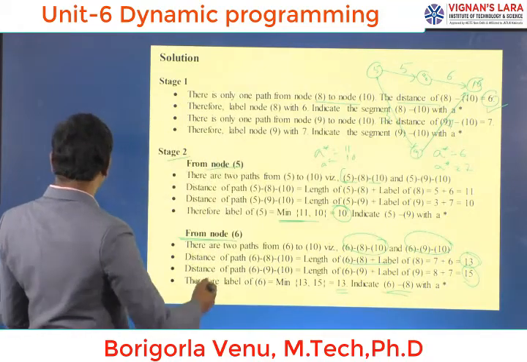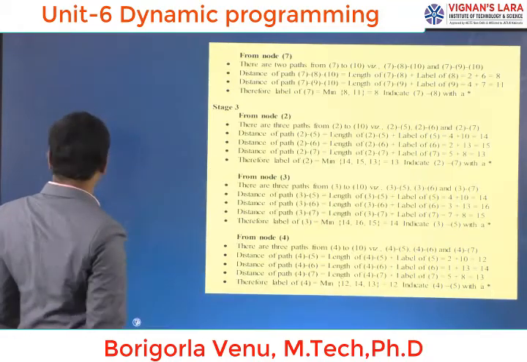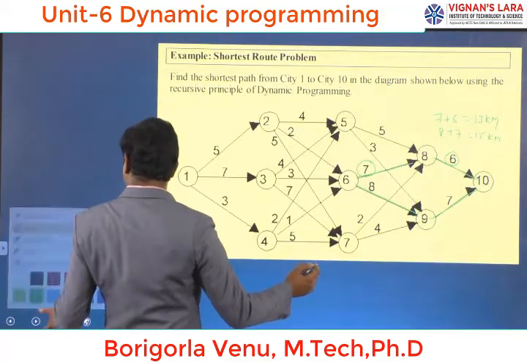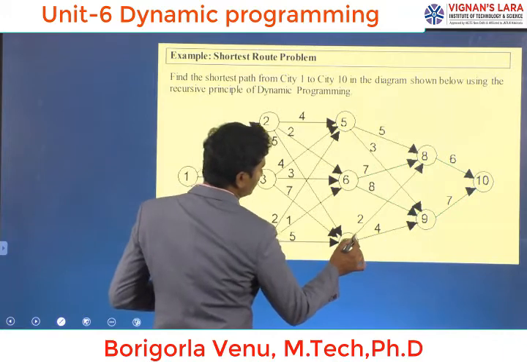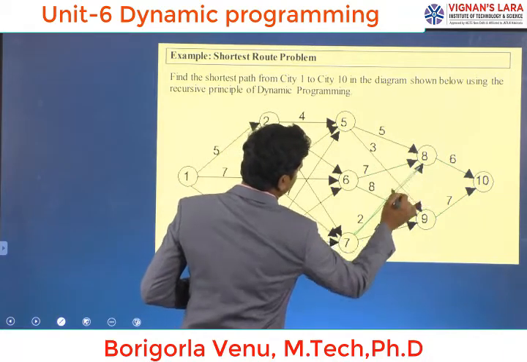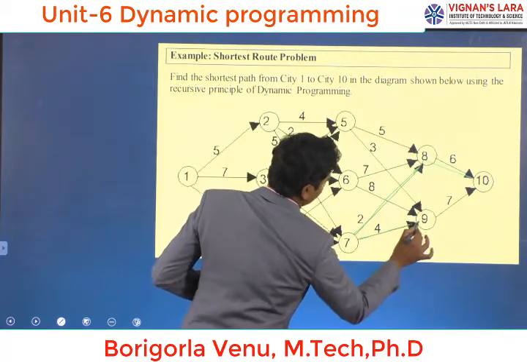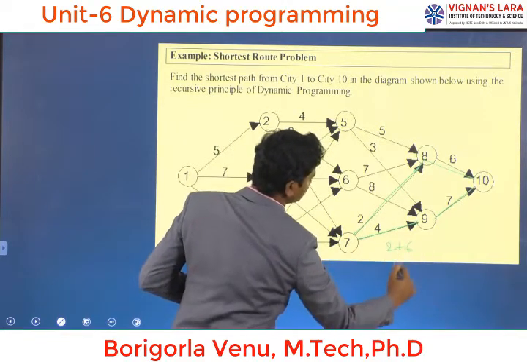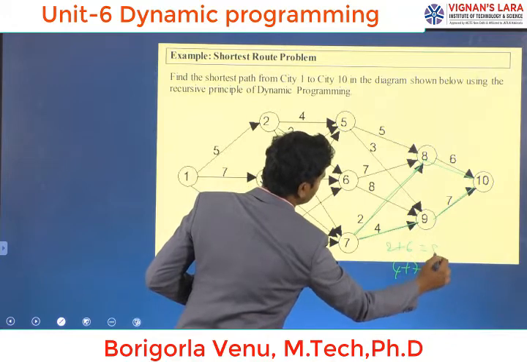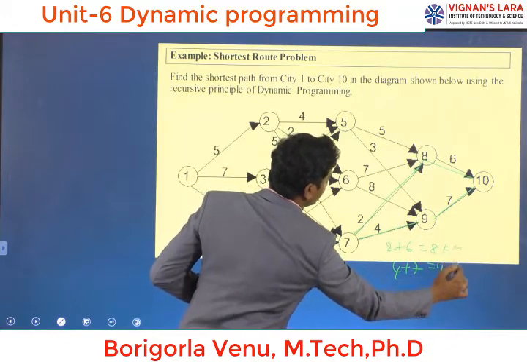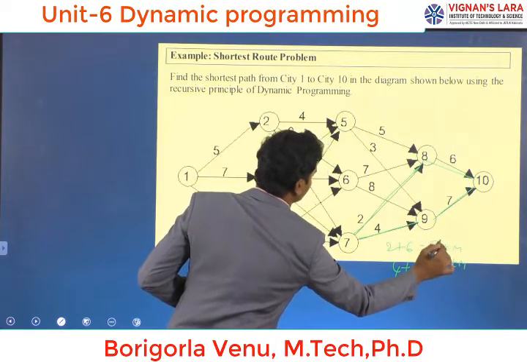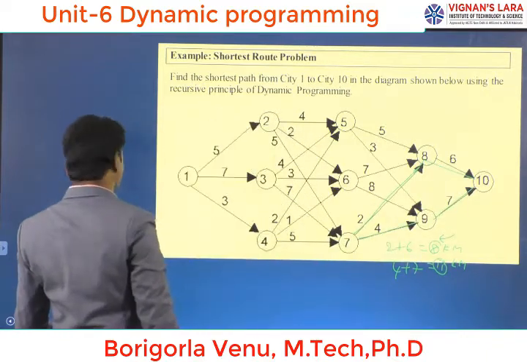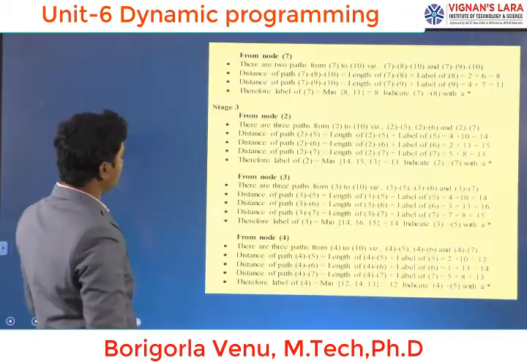Next, coming to the other node, that is the 7th node. At the 7th node, here also we have two routes, 7, 8, 10 and 7, 9, 10. Here the distance is 2 plus 6. Here the distance is 4 plus 7. That is 8 kilometers, 11 kilometers. So from this, the shortest route is 7 to 8, 8 to 10. Here the same we take.